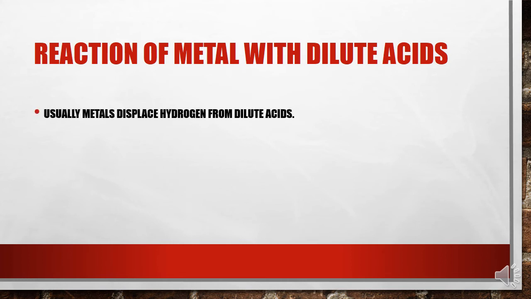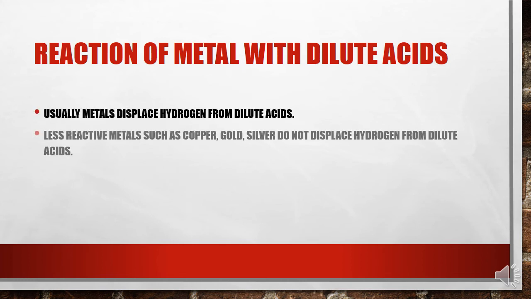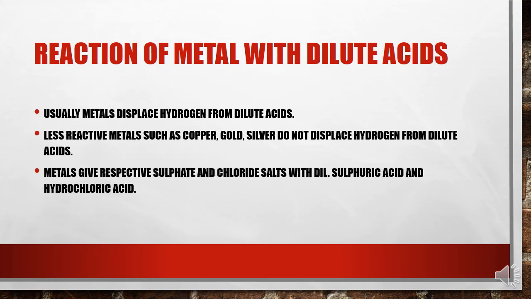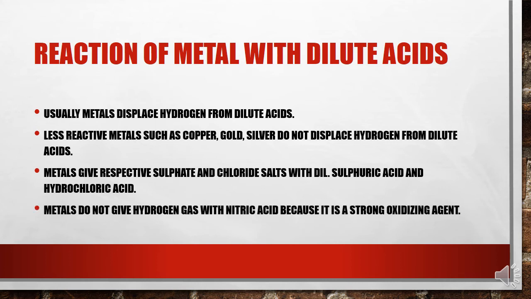Now metals displace hydrogen from dilute acid, but again we have variation. Less reactive metals such as copper, gold, silver do not displace hydrogen from dilute acids, but metals give respective sulfate and chloride salts with dilute sulfuric acid and hydrochloric acid. Metals do not give hydrogen gas with nitric acid because it is a strong oxidizing agent.